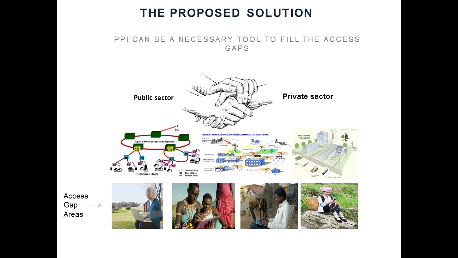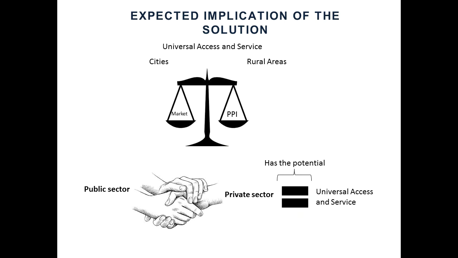So the idea was to propose a solution, to look for that solution, that handshake that we see over there, that will enable the development of any form of affordable infrastructure in rural areas so that these beautiful people here can have access to ICTs in rural areas. And the implication of the problem, like I mentioned earlier, would be the attainment of universal access and service.